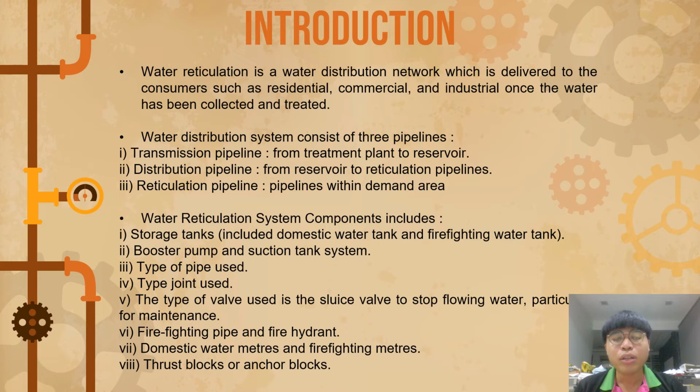So the water reticulation system components include storage tanks, booster pump and suction tank system, type of pipe used, type of joint used, type of valves, and use of sluice valves to stop flowing water, particularly for maintenance. Then firefighting pipe and fire hydrant, domestic water meters and firefighting meters, and thrust blocks or anchor blocks.